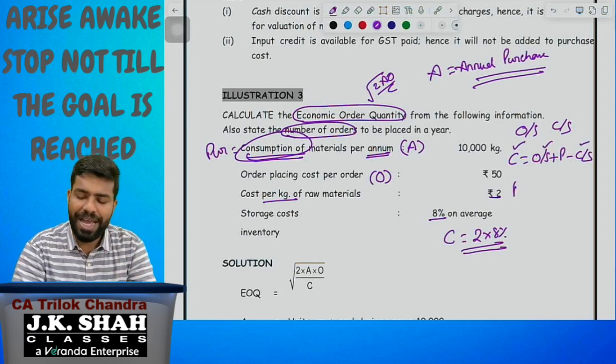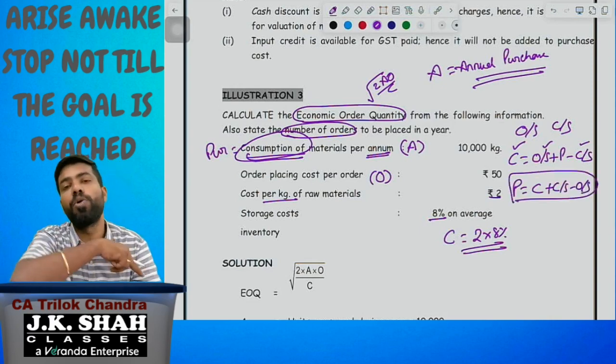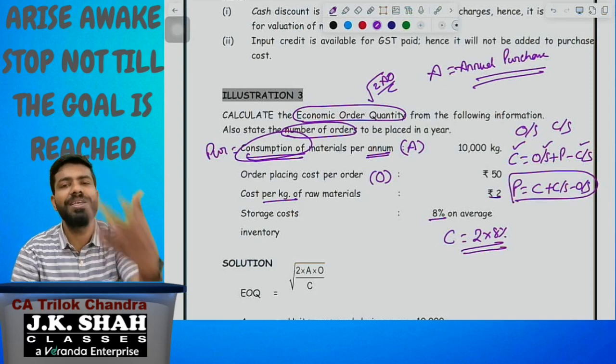What we need to do? Calculate the purchase. Purchase equals consumption plus closing stock minus opening stock. We'll be getting purchase. Then do the EOQ. Luckily in this question there is no opening stock and closing stock. So purchase equals consumption. That alone will be taken as the A.